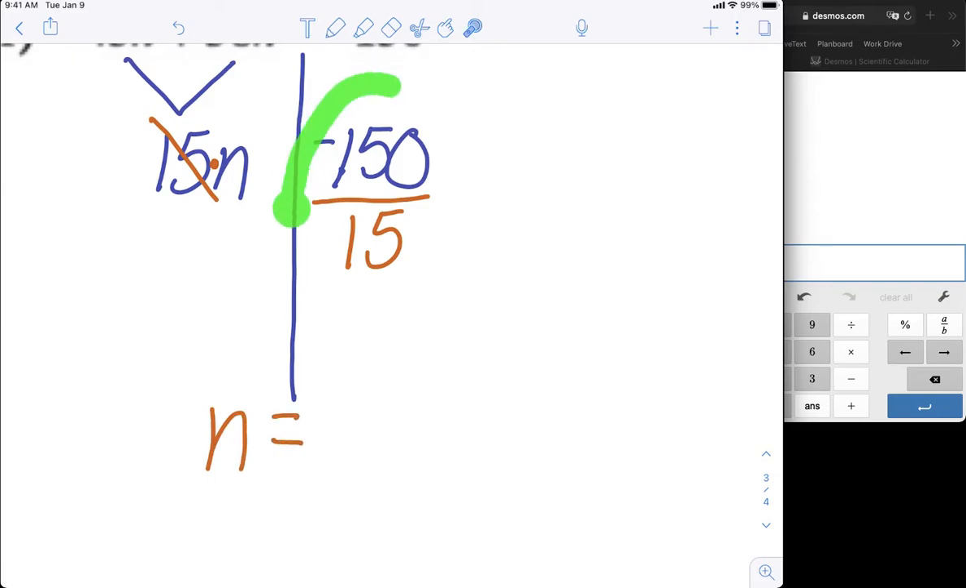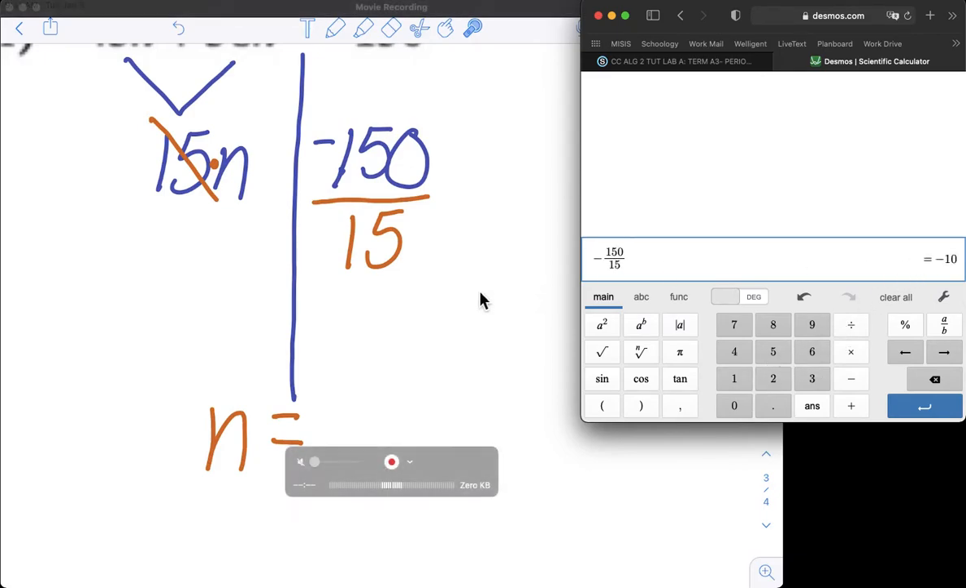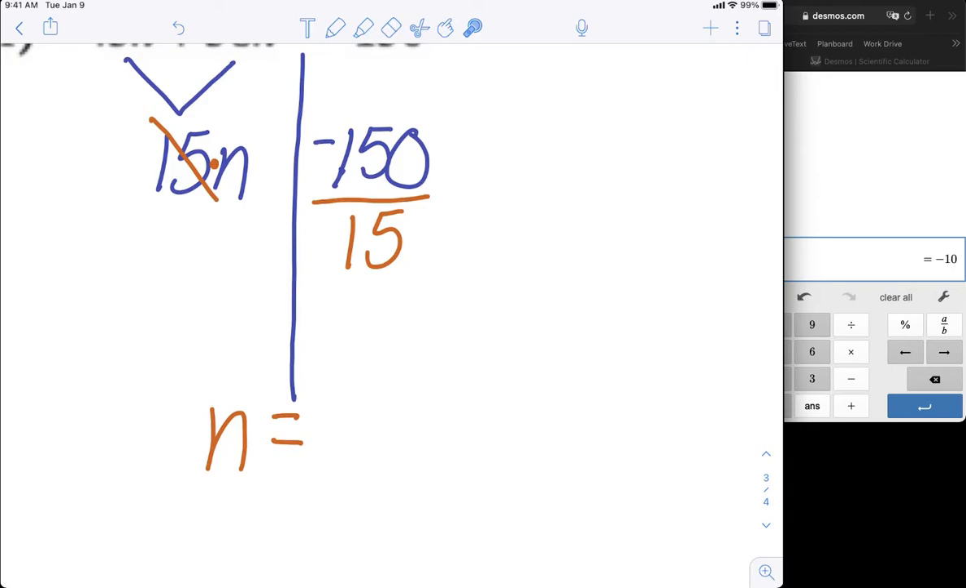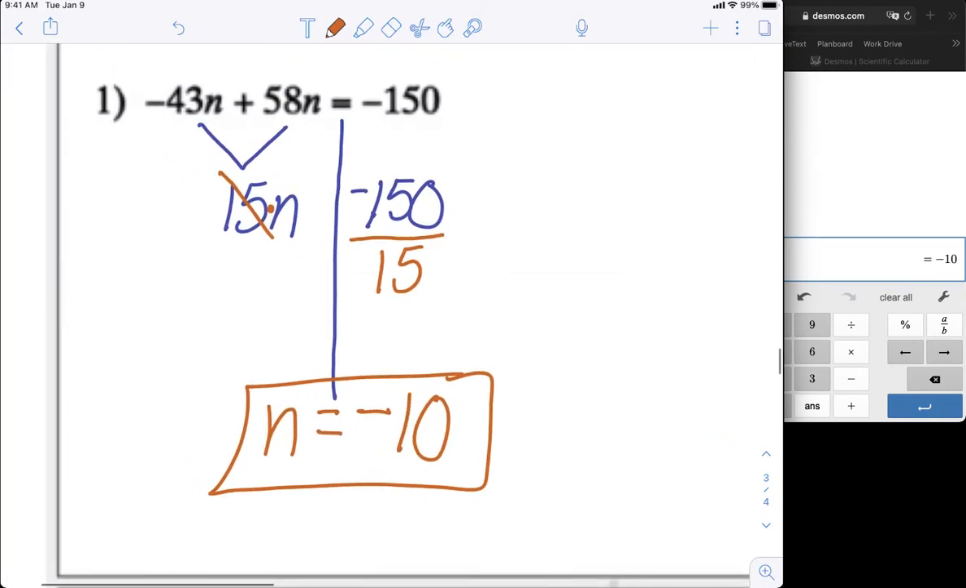Now, negative 150 divided by 15, not sure. So let's use our calculator right here, which you can find on Schoology, right? Desmos Scientific Calculator. So negative 150 divided by 15 is negative 10, right? Which makes sense. A negative divided by a positive is a negative. And 150 divided by 15 is 10. And there you go. Look at that. That's the kind of work that I want to see.